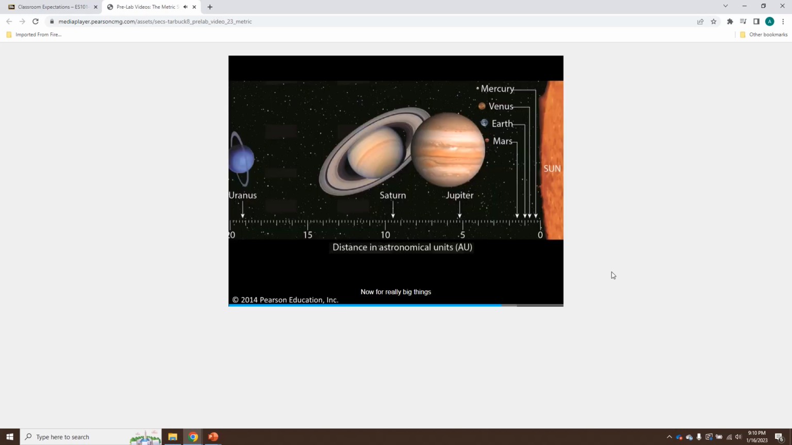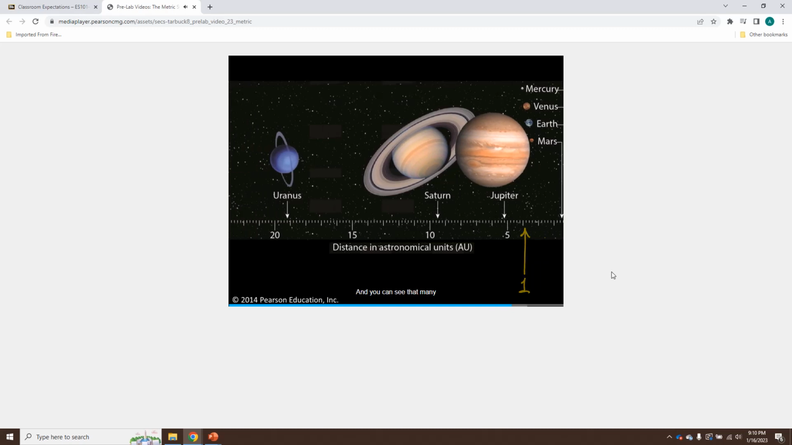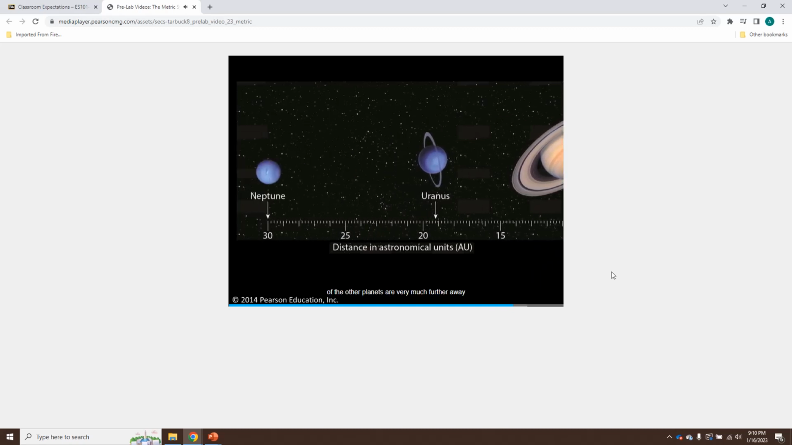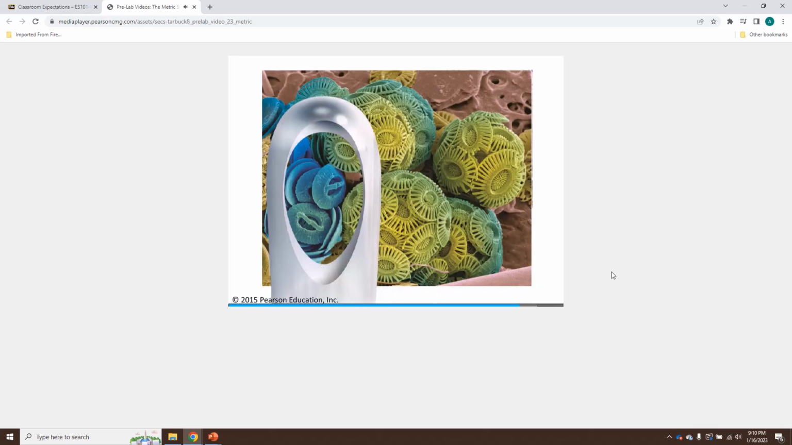Now for really big things and really small things, we use other units. So for instance, when we're out in space and measuring the distance between bodies in the solar system, we use the astronomical unit, where 1 astronomical unit is defined as the average distance from the Earth to the Sun. And you can see that many of the other planets are very much further away from the Sun than the Earth is. For instance, Neptune is 30 astronomical units away from the Sun. That's 30 times further away from the Sun than Earth is.